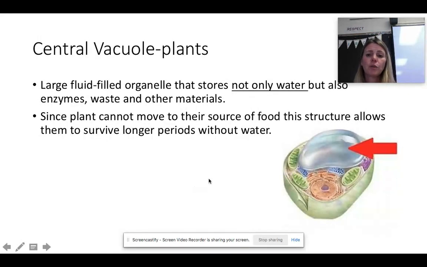The central vacuole is really what we use to determine a plant. It stores large amounts of liquid in a plant. It's mainly water, but it also could have enzymes, wastes, sugar. Plants cannot move around for their source of water or food, so it's like a big storage area that allows them to survive longer periods.